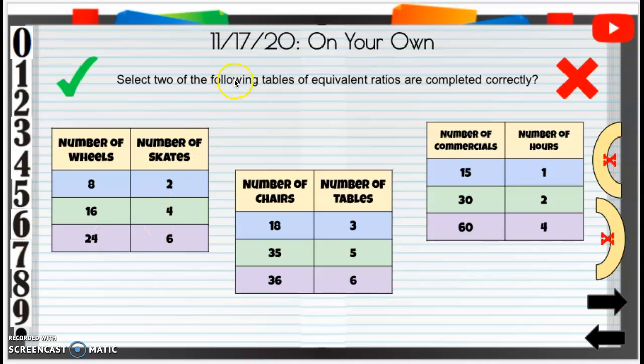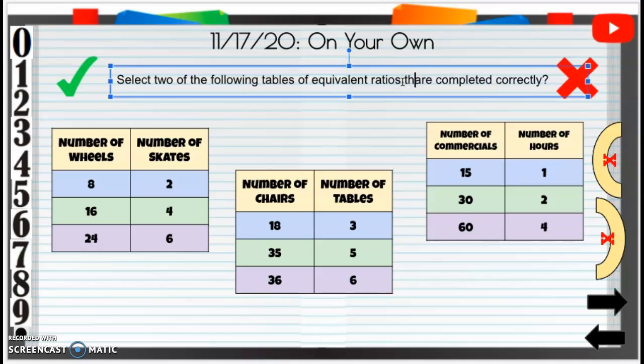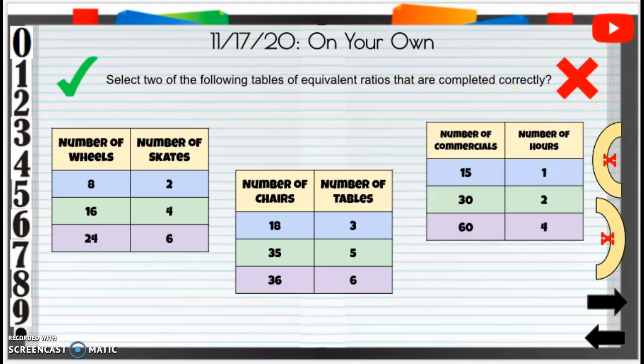Select two of the following tables of equivalent ratios that are completed correctly. There we go. All right, so what we are going to do is figure out two of these that are completed correctly. So let's start comparing.